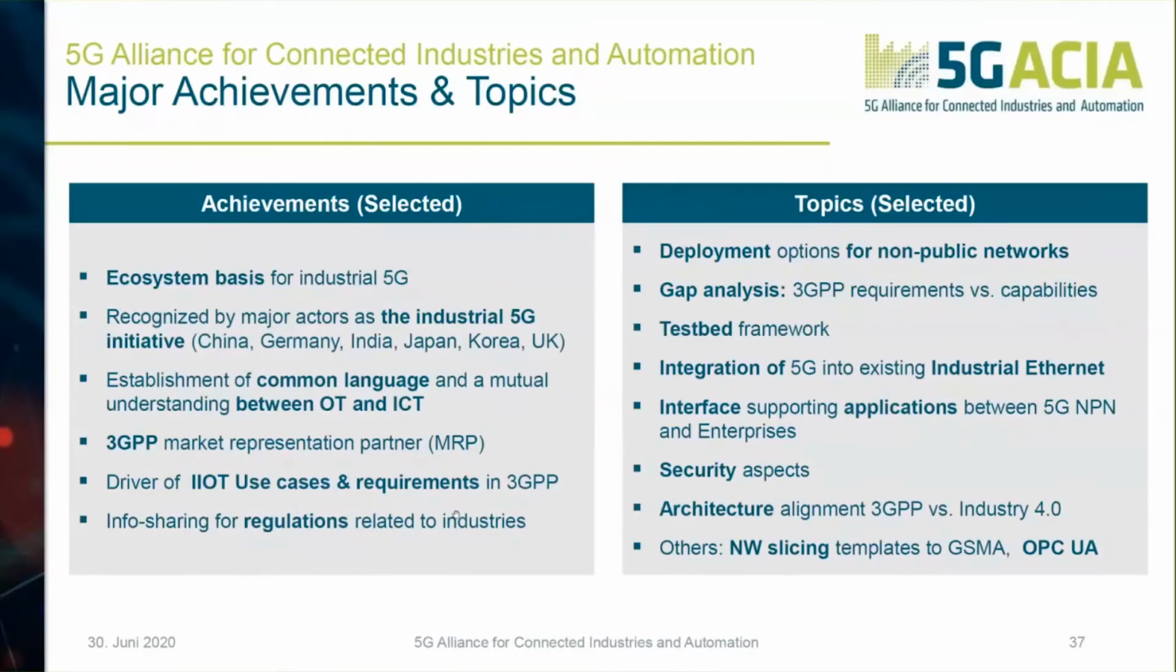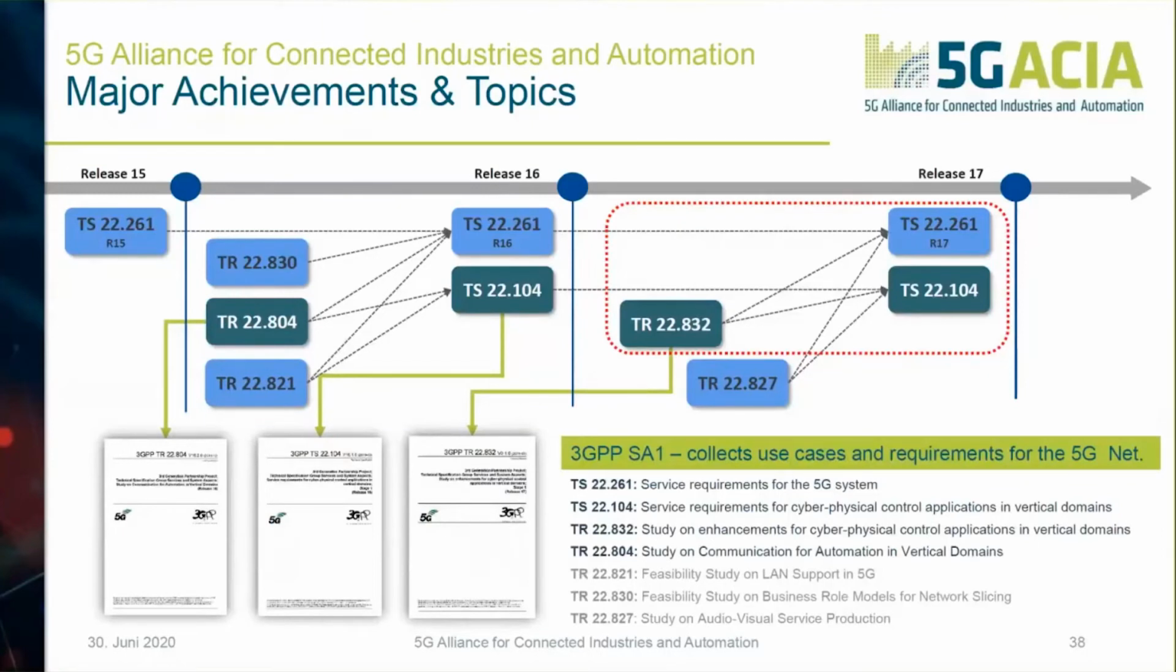Then something we are still working on, of course, is the establishment of the ecosystem. It's not only about requirements; it's about all the stakeholders being in place and moving toward the commercial aspects. And we are being recognized as the industrial 5G initiative, and we would like, of course, to continue like that. Next, as mentioned by Andreas, you can look at it offline: the technical report 22.804, the study on communication automation. This became a reference where we have listed the requirements, and it has been adopted by 3GPP.